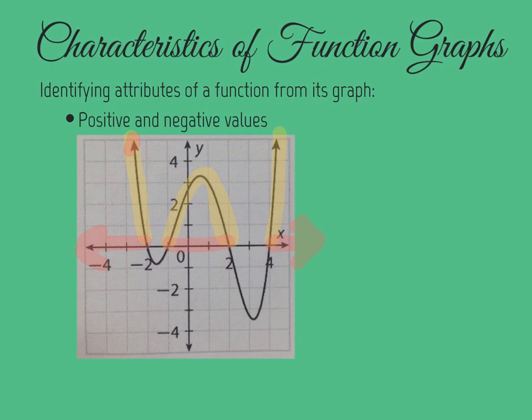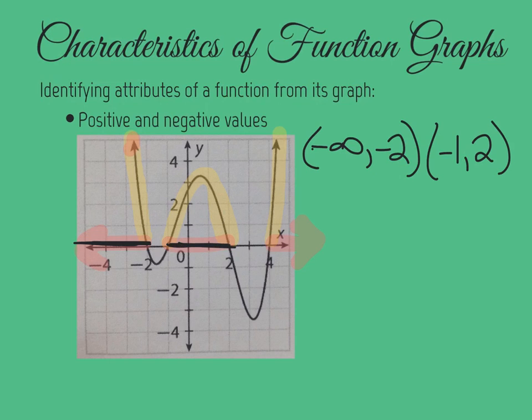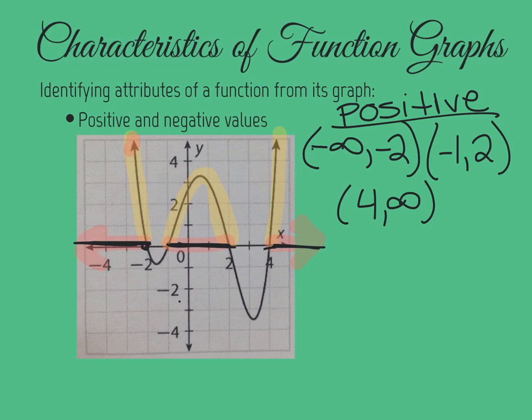So we would write that in interval notation. And we would say negative infinity to negative 2, because that's this part right here, soft bracket. And then we would also include negative 1 to positive 2, that part right here, with soft brackets. And we would include from 4 on to infinity. All soft brackets, because when we're talking about positive, 0 is not positive, so we don't include that one part where it touches the x-axis. And label that with positive, because those are the positive parts.